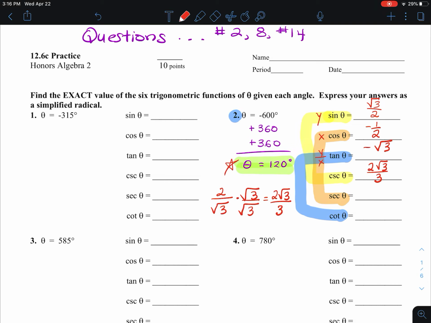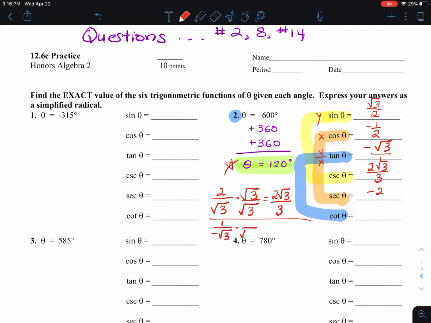Okay, now cosine, we don't have to mess with that, because if we flip negative 1/2, we can clearly see that we would get negative 2 over 1 or negative 2. However, with tangent, you'll notice that tangent doesn't exactly look like a fraction right now. Okay, but you can make any number look like a fraction if you put it over 1. Okay, so technically that's over 1.